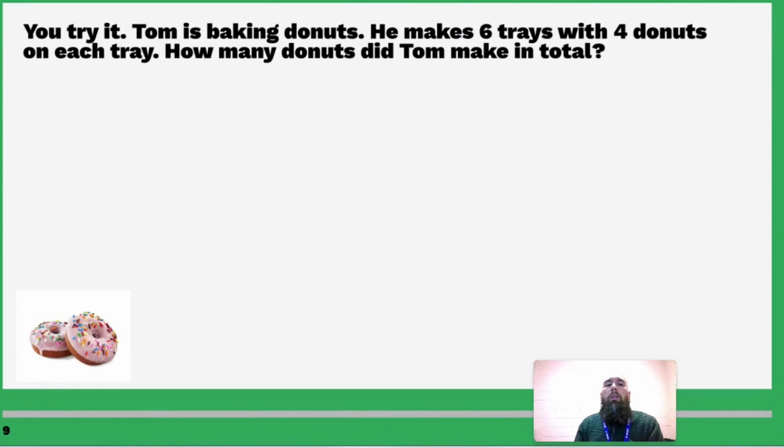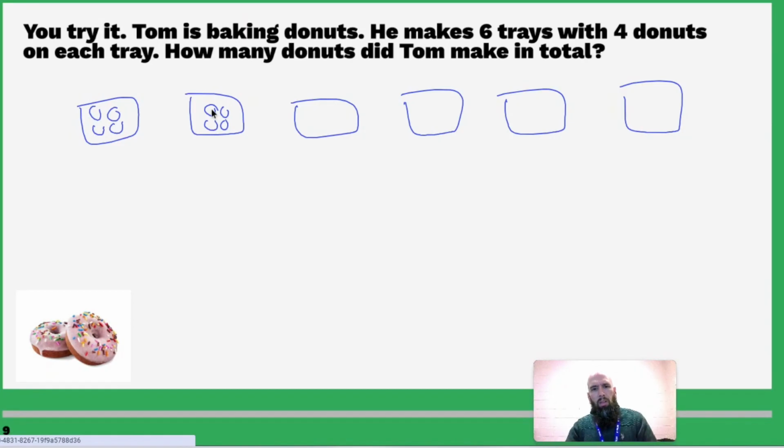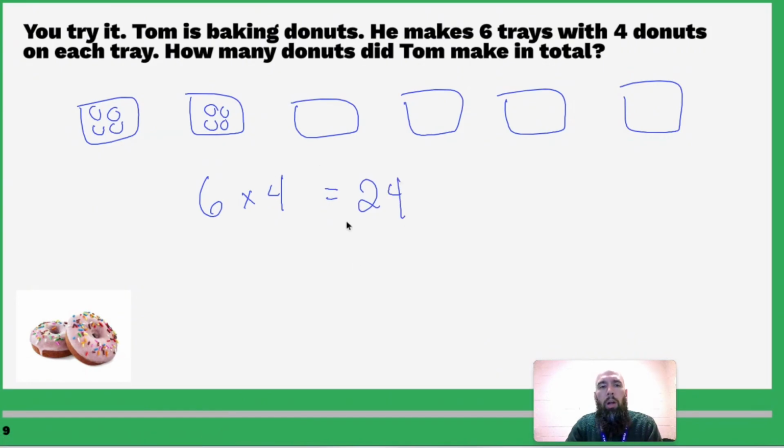All right. Tom is baking donuts. He makes 6 trays with 4 donuts on each tray. So we had 6 trays, right? 1, 2, 3, 4, 5, 6. 4 donuts on each tray. This is just multiplication. I'm going to have 6 of these 4 groups. So 6 groups of 4 means 6 times 4. 6 times 4 is 24. How many donuts did Tom make in total?